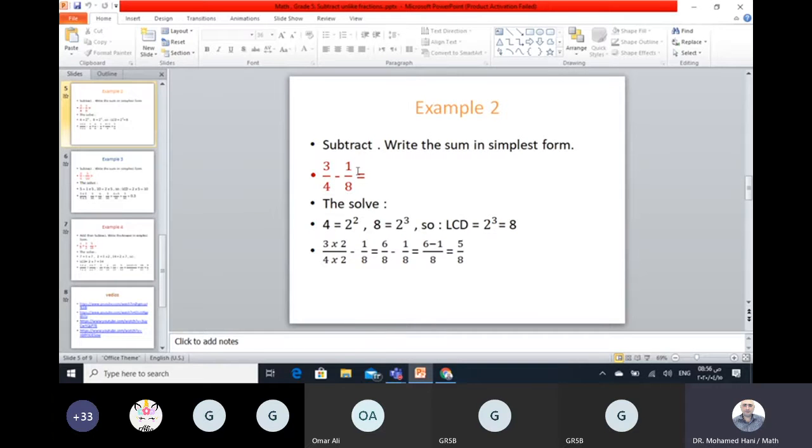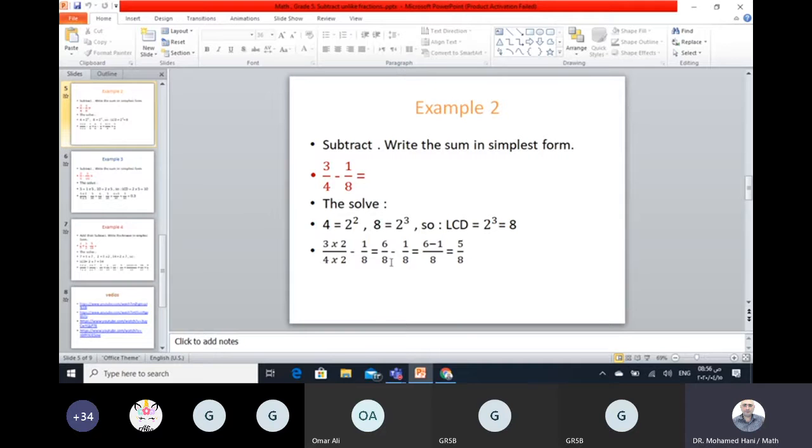The second fraction, here we have 8, the same LCD. So keep it the same fraction here, 1 over 8. No change here because of the same LCD. So now you can solve. 3 multiplied by 2 will be 6 and 4 multiplied by 2 will be 8. Now I have 6 over 8 minus 1 over 8.